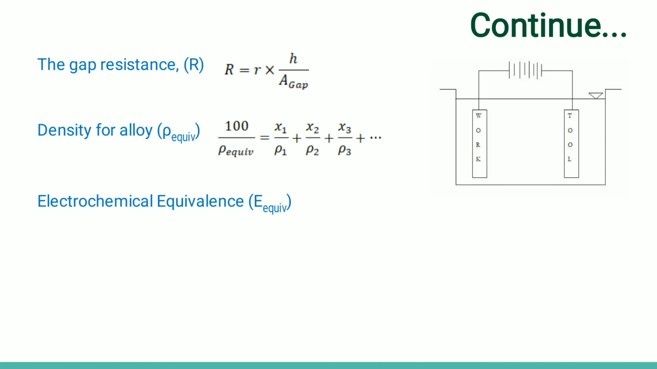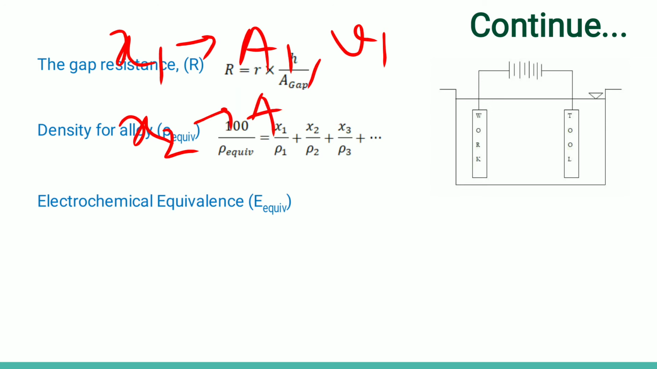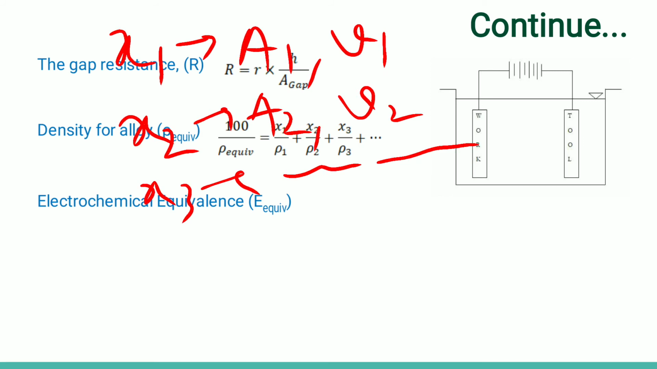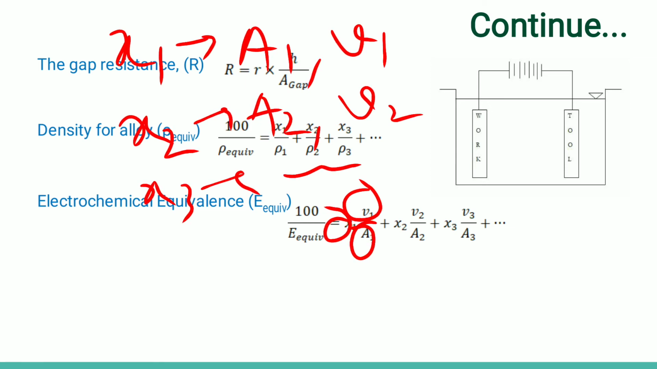Similarly, the alloy is given to you, that is, different metals, and the percentage x1 is given for the first one, for which the atomic weight is a1 and valency is v1. For the x2 percentage, the atomic weight is a2 and valency is v2. For x3 it is a3 and v3, and so on. The formula is 100 upon E equivalence equals x1 into v1 upon a1 plus x2 into v2 upon a2, and so on. So this is the formula for the electrochemical equivalence.